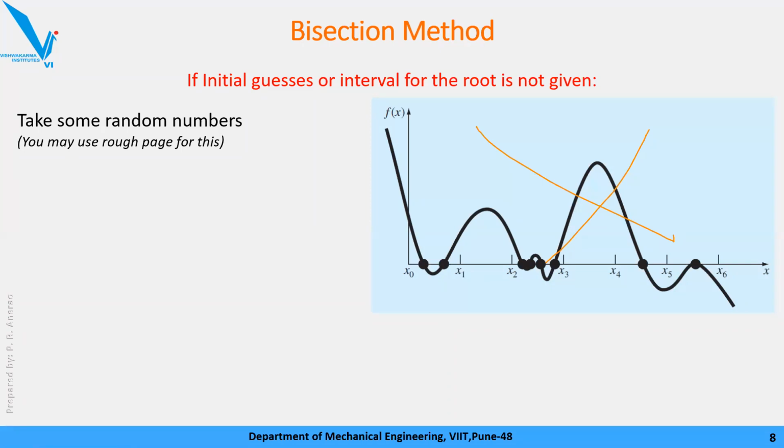We have seen that there is one condition: f of x1 into f of x0, or x2, should be less than 0. The bottom line is that there the sign is changing. Between x1 and x2, that is f of x1 and f of x2, or f of x1 and f of x0, one of them should be negative and the other positive.